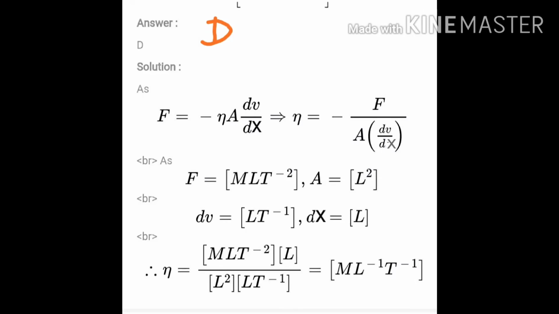We know viscous force F is equal to eta A dV by dx. So eta is equal to F by A dV by dx. Here we know the formula for force, the formula for velocity gradient and the formula for area. So if you substitute all these formulas in eta is equal to F by A dV by dx, we will get M L power minus 1 T power minus 1 as the dimensional formula for coefficient of viscosity.